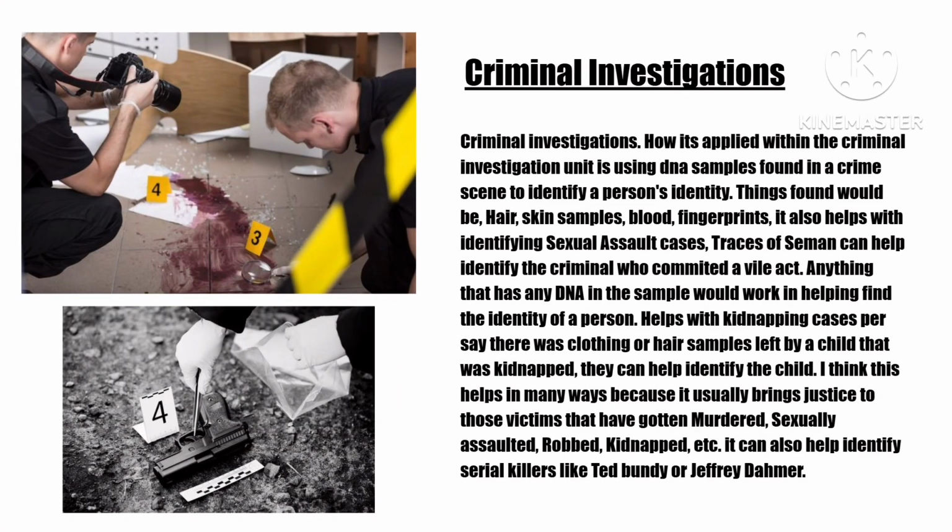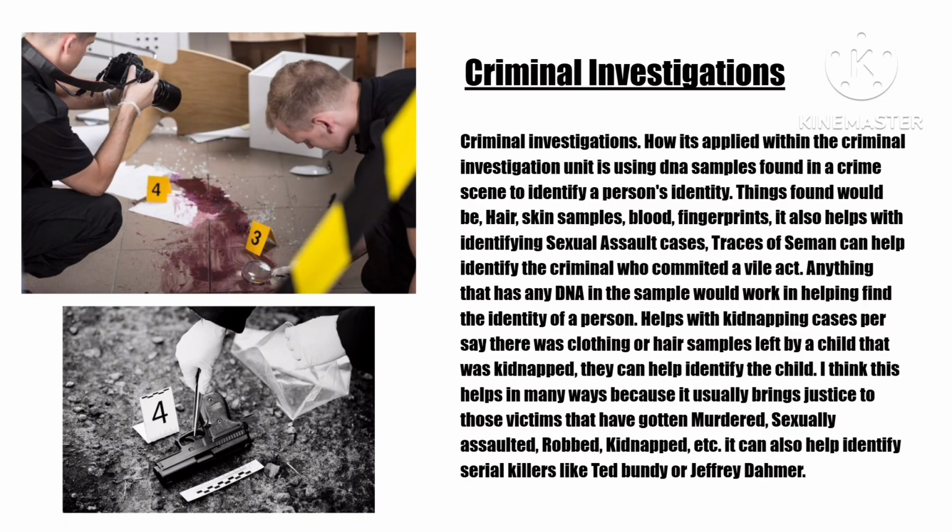Criminal investigations. How it's applied within the criminal investigation unit is using DNA samples found at a crime scene to identify a person's identity. Things found would be hair, skin samples, blood, fingerprints, etc. It also helps with identifying sexual assault cases. Traces of semen can help identify the criminal who committed the act. Anything that has DNA in the sample would work in helping find out a person's identity.